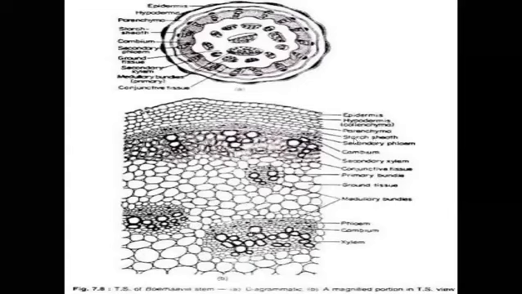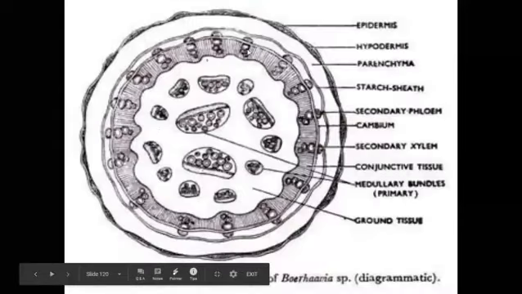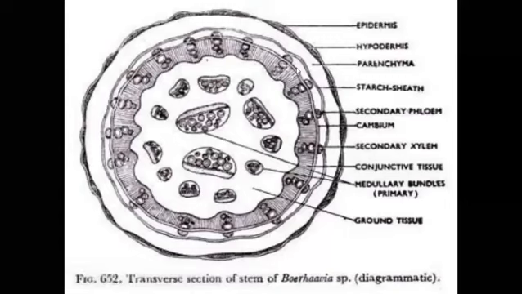Below the endodermis, pericycle is present, a single layer of pericycle. And below this pericycle, vascular bundles are present. The vascular bundles are arranged in three whorls. First whorl vascular bundles are called true vascular bundles. And the second and third whorl vascular bundles are called medullary vascular bundles.